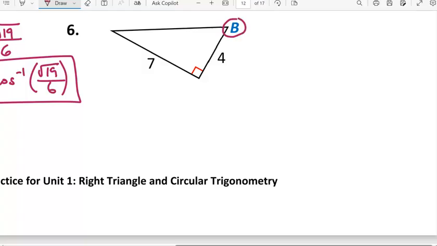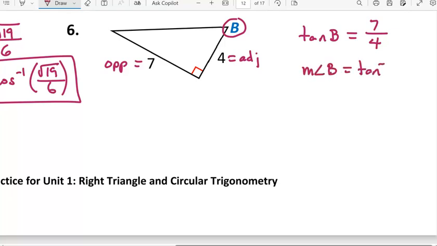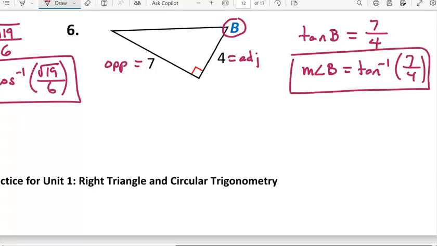In 6 we have angle B, for which 4 is the adjacent leg and 7 is the opposite leg. So we'll be using a tangent ratio. Tangent of angle B is equal to the ratio of opposite to adjacent leg lengths. If we want to undo a tangent to uncover the measure of angle B, the measure of angle B is the inverse tangent of 7/4 in calculator ready form.